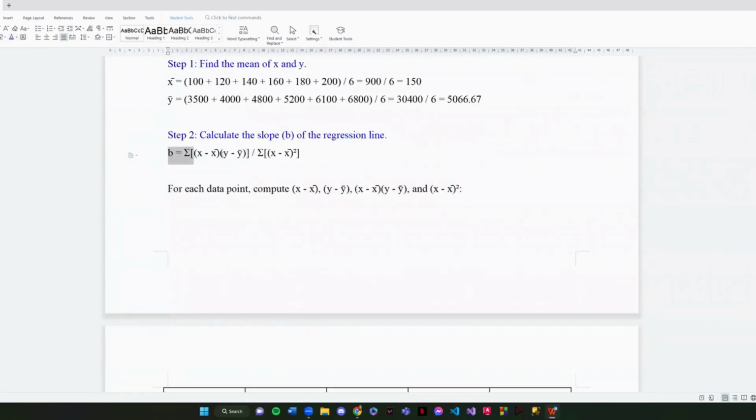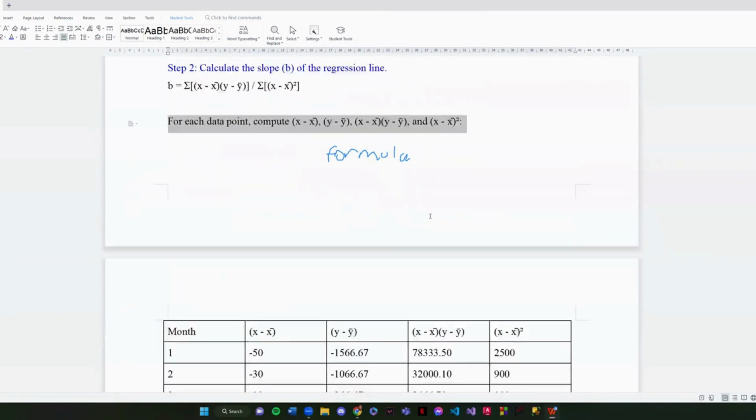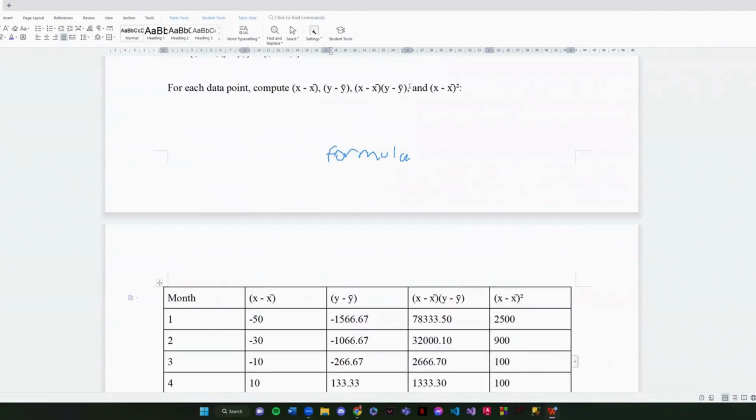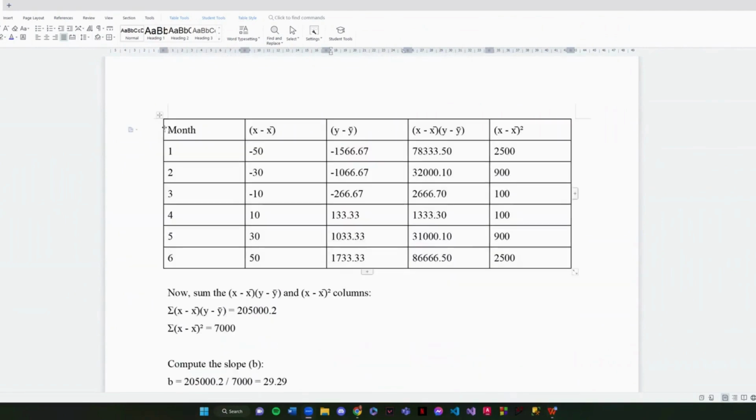For step 2, calculate the slope B of the regression line. This is the formula we will use. So, the slope is a measure of how steep the regression line is. To find the slope, we need to compute some intermediate values. These are the values we need: X minus X bar, Y minus Y bar, the differences between each X value and the mean of X, times X minus X bar. Those are what we need to find.